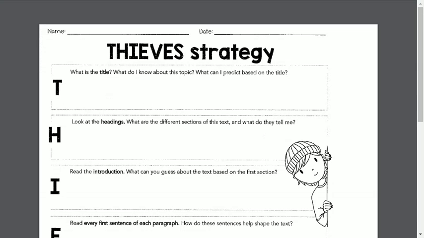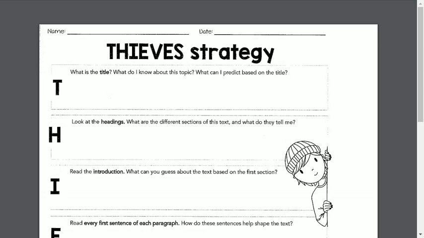Okay, so the first thing I know I'm going to need to do is figure out what the main idea is. And that's what I would write down there, because in my THIEVES question, it's going to say, which questions are going to guide my reading. So I need to find out what the main idea is of this reading passage. The last one is a summary in your own words. What are the important things to understand and remember?